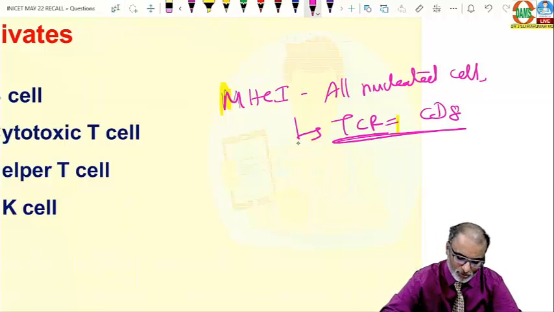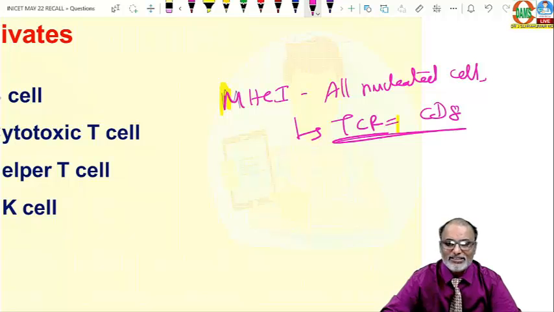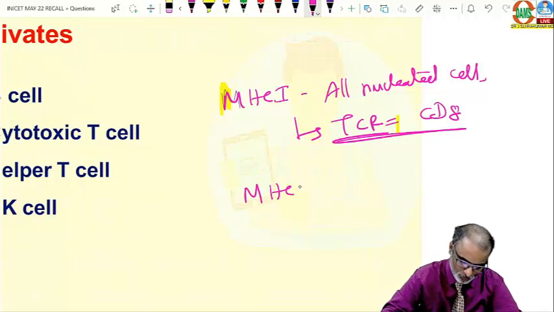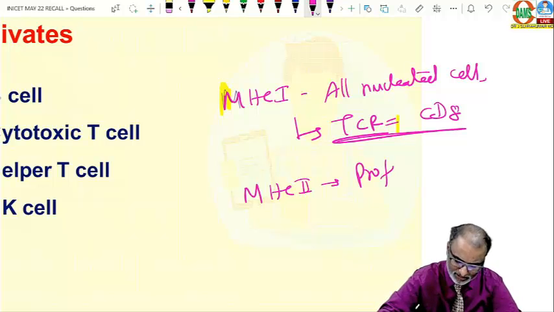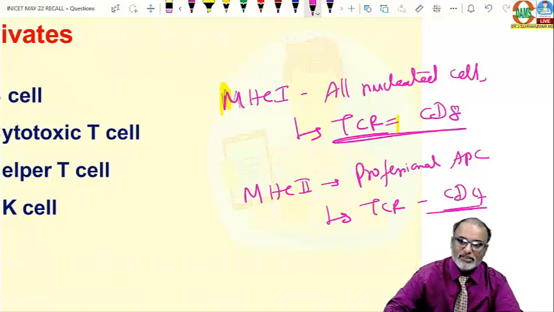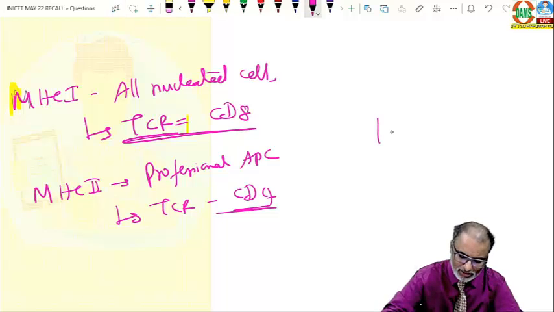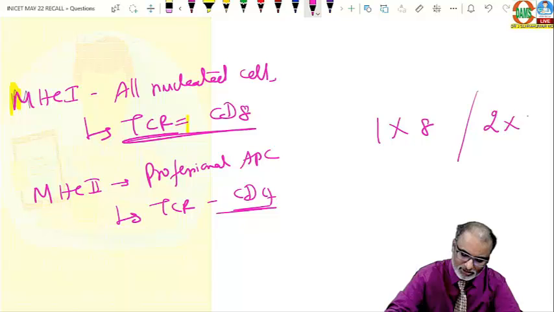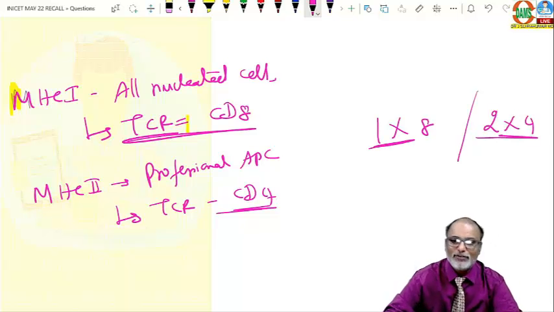And is usually involved in transplant, rejection reactions, many things. If you come to MHC2, it is present in professional antigen presenting cells, and it always interacts with T cell receptor of CD4. See here, 1 interacts with CD8, 2 interacts with CD4. Easy to remember. This is a mnemonic we used to teach in the class.